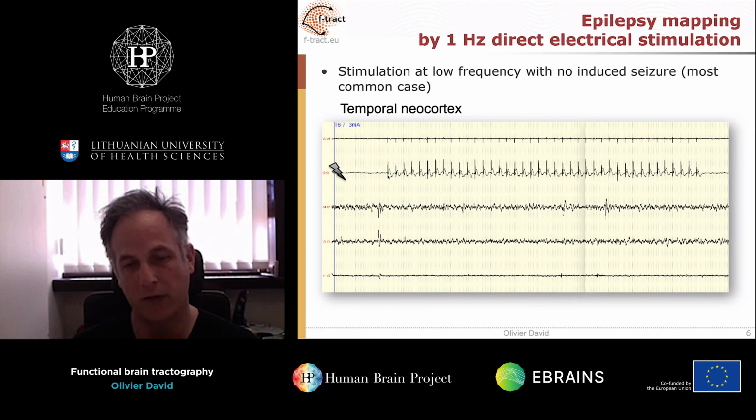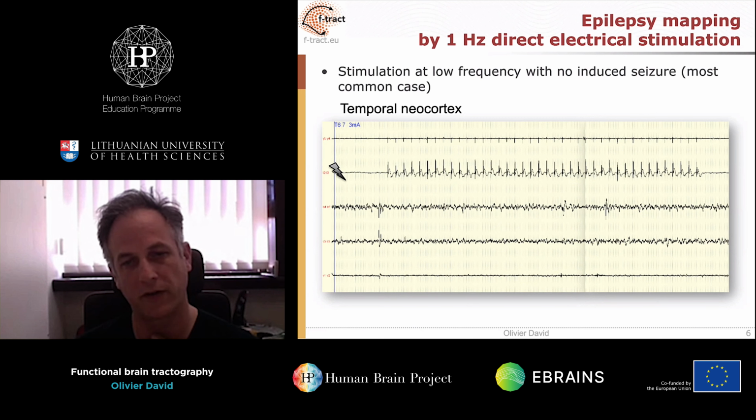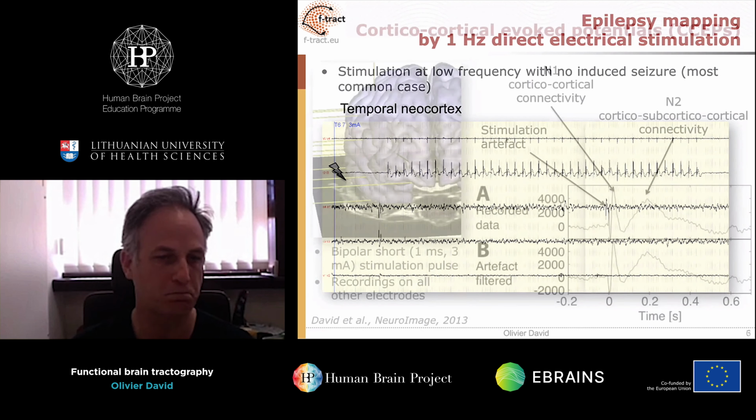And when there are no epileptogenic areas, there is a very stable response to the stimulation. You see here, for example, in temporal neocortex, the artifact of stimulation and then the response to the stimulation. The response is very stable over time, and it can also propagate to other electrodes. You may not see it very clearly here, but it does propagate to other electrodes.